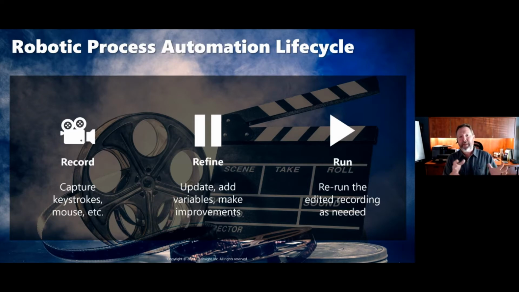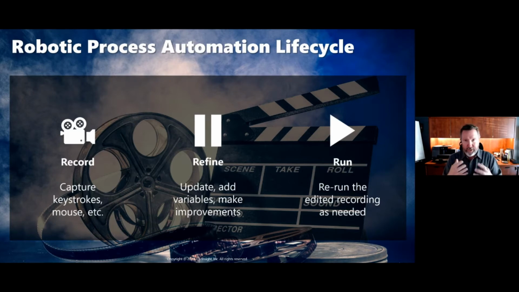But basically, three things happen in the life cycle of a robotic process automation project. First of all, you're recording. Remember I said SuperKey, same kind of thing. You're actually going to be recording what a user is doing to begin the process. Then you're going to refine it.